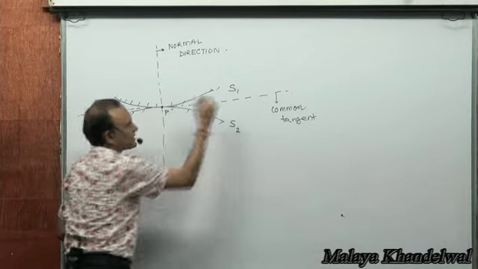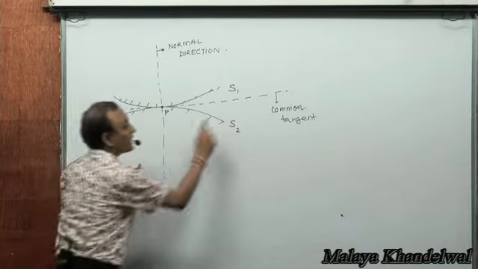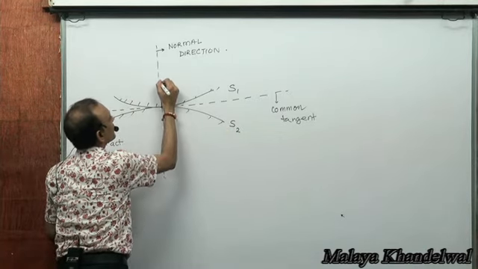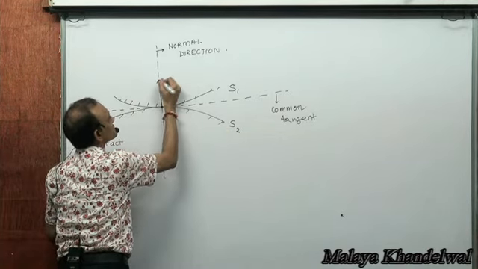Say, for example, S2 will exert on S1 a normal force, say N, like this. S1 will exert on S2 a normal force, like this. These normal forces, like I told you, will always push. S2 would want to push S1 in the normal direction. S1 would want to push S2 in the normal direction. They would always be pushing in character.